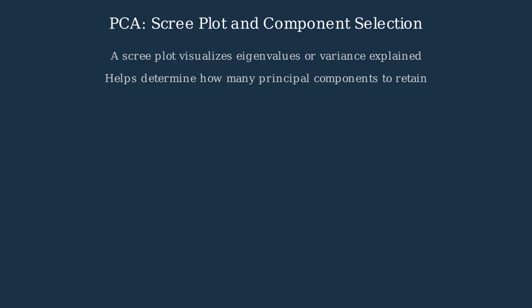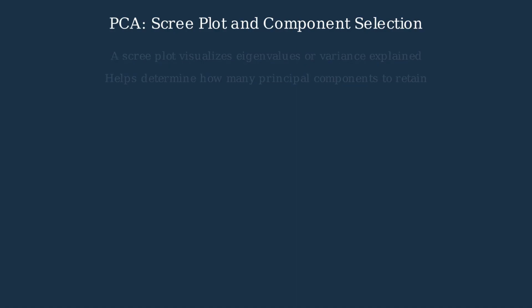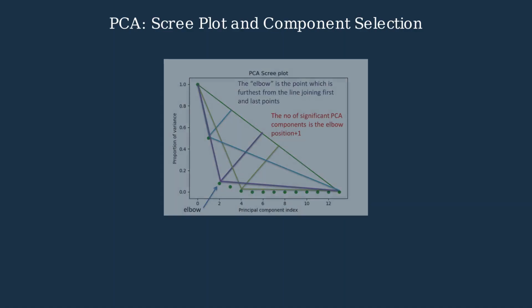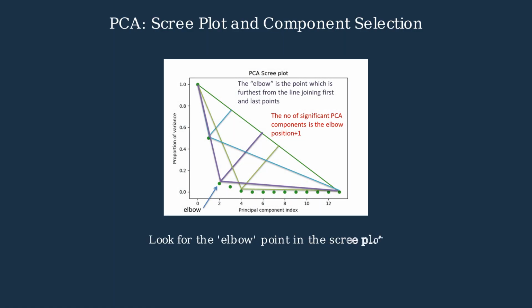A scree plot is a crucial tool in principal component analysis for determining how many components to retain. In PCA, each principal component explains a certain percentage of the total variance in the data. The first component explains the most variance, followed by the second, and so on. A scree plot displays the eigenvalues or variance explained by each component in descending order.